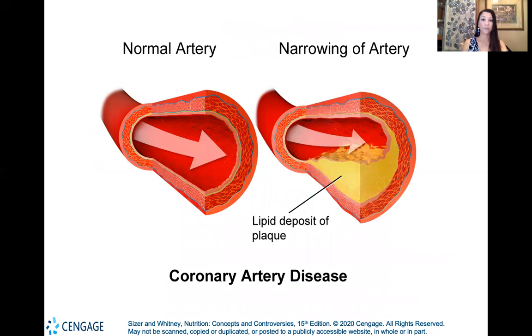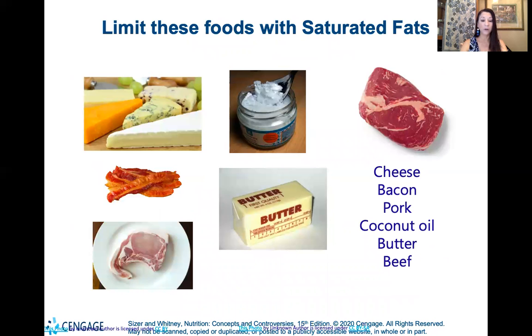And finally, pictured here are the foods that contain saturated fats. These are the foods that should be limited: cheese, bacon, pork, coconut oil, butter, beef.